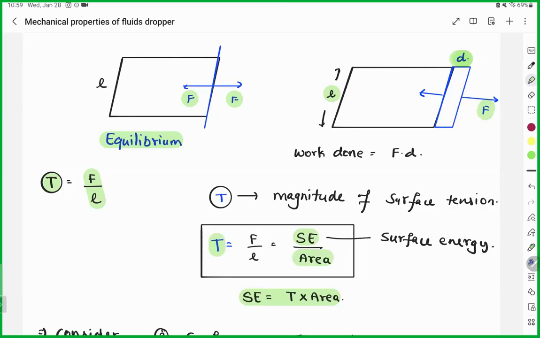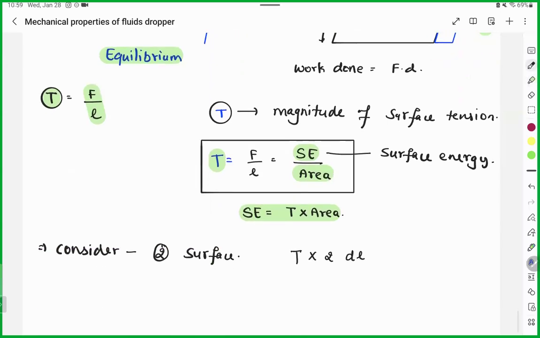Because ultimately, what is surface energy? What is the natural formula of any energy? Force into displacement. Correct. So force can be equal to surface tension into length. For surface energy, instead of force, you can write tension into length. And what is the displacement? d. Makes sense, guys? Instead of force, you have surface tension into length, and the displacement is d.